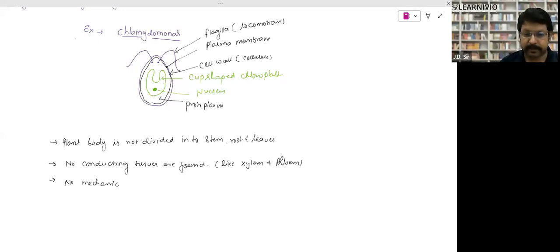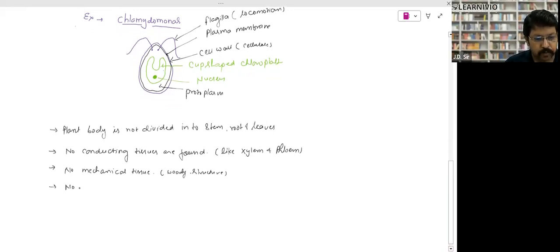Is that clear to everyone? Yes, sir. No mechanical tissue. So what is mechanical tissue? Mechanical tissues are those which give strength to a tissue. Like soft stems, monocots, they do not have mechanical tissue, right? That's why you can eat them easily. But large trees have mechanical tissue. We will study it as sclerenchyma. So mechanical tissue means a woody structure, right? Got it? This is for now, for your reference, because I don't want to make it complex.